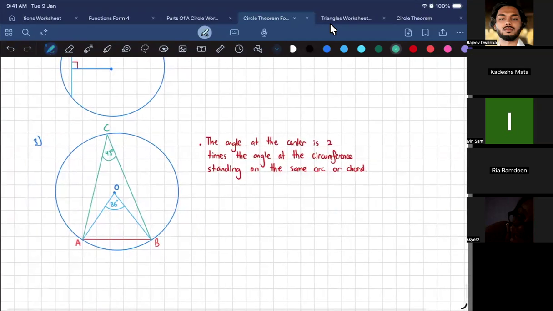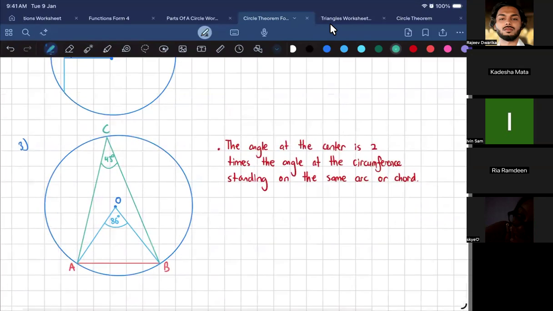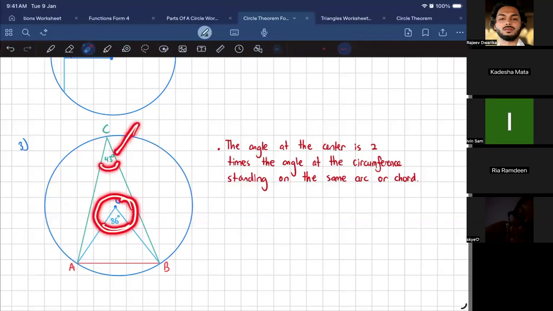So Kadisha, let me just explain what happened here. You can see we have two angles, one going to the center and one going to the circumference. The angle at the center has to be two times the angle at the circumference. If this is 43, this has to be 86. Sorry, you were breaking up a little bit. I'm saying the angle at the center has to be two times the angle at the circumference, so if this is 86, then this would have been 43.